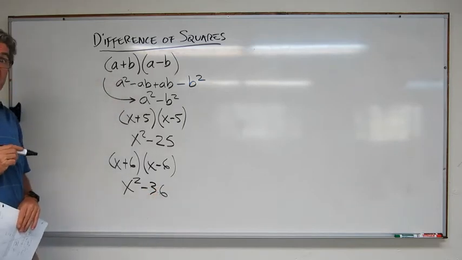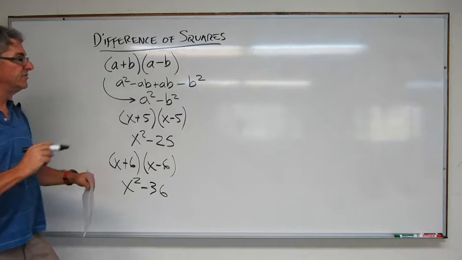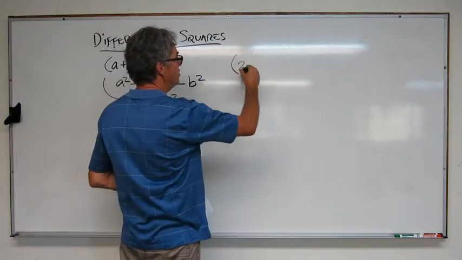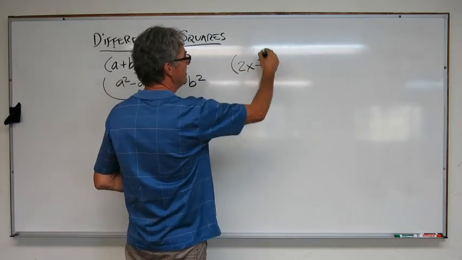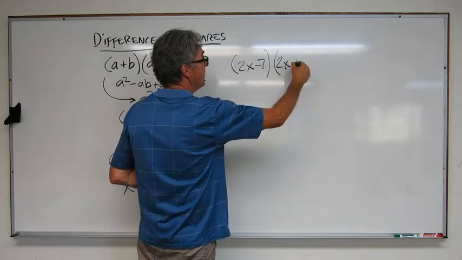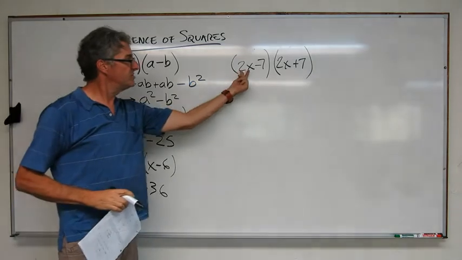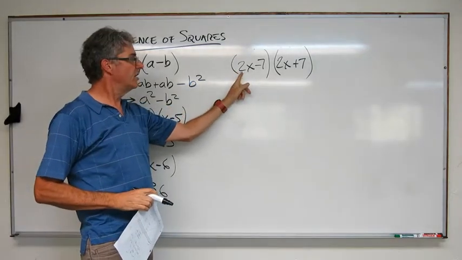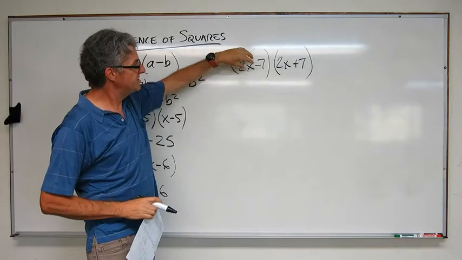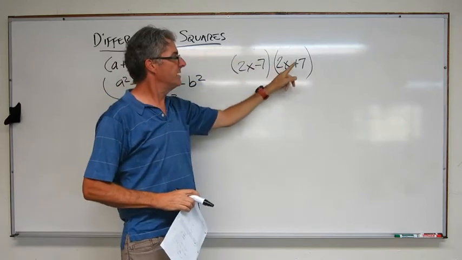So let's add a layer of complexity to that as well. So let's try one that's like this. 2x minus 7 times 2x plus 7. So it's the same pattern, even though this term is now more complicated. I have a coefficient in front of the x. It's still one thing minus another, one thing plus another.